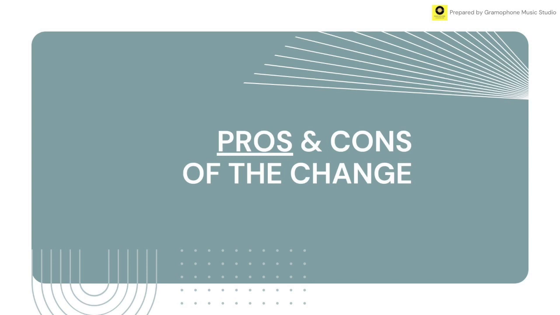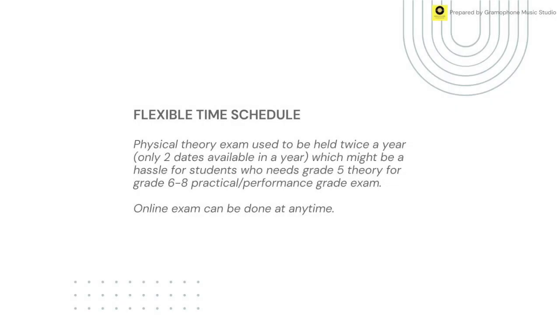Now, I will give some insights on the pros and cons of the change to online exam. One of the great benefits of the online exam is the flexible time schedule, because the physical theory exam used to be held twice a year, with only 2 dates available in the year, which might be a hassle for students who need grade 5 theory for the grade 6 to 8 practical or performance grade exam. The online exam can be done at any time.